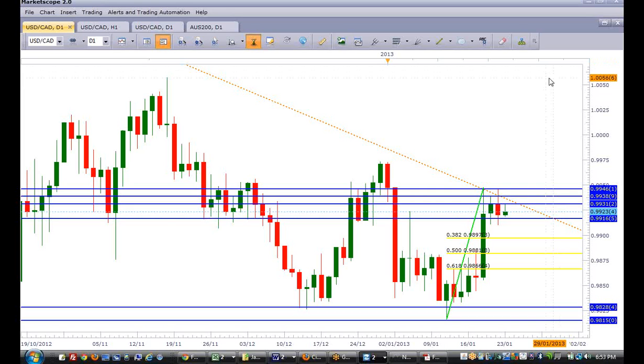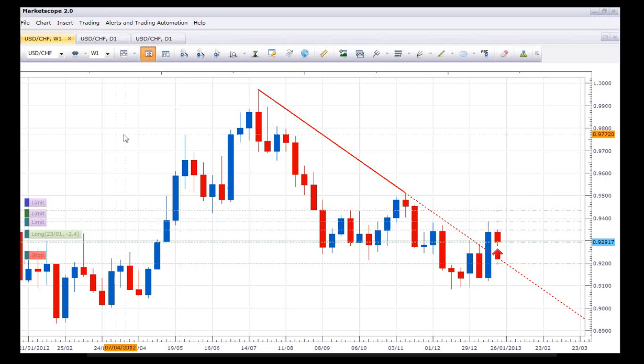Alrighty. I chose the dollar Swiss. The reason being, it's broken a downtrend line and is very bullish for a high high and a high low. So buyers are in control on the bigger time frame. So I went to the daily chart.